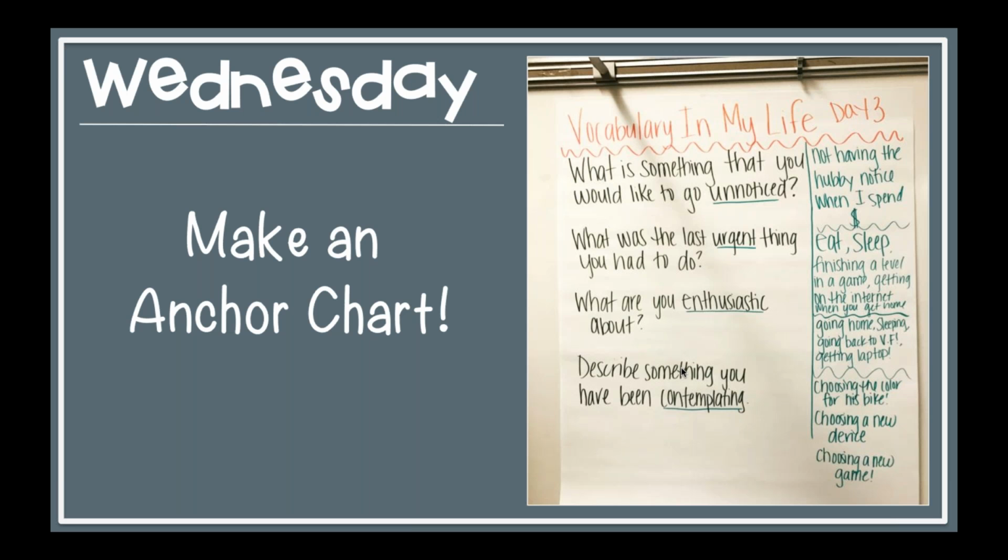And then what was the last urgent thing you had to do? Eat, sleep, finish leveling a game up, getting the internet when you get home. What are you enthusiastic about? Going home, sleeping, going back to, I don't know what that is, getting a laptop. I love this last one. Describe something you have been contemplating. Choosing the color of your bike, choosing a new device, choosing a new game. So all the kids were responding there.